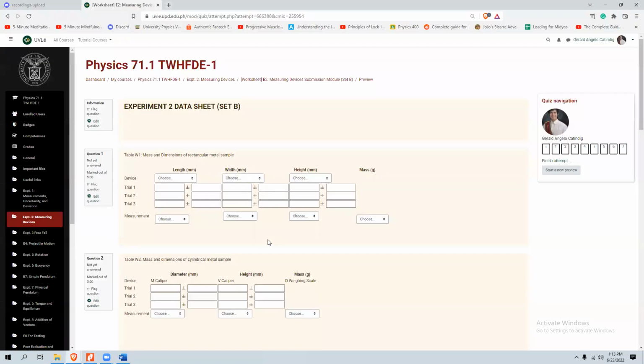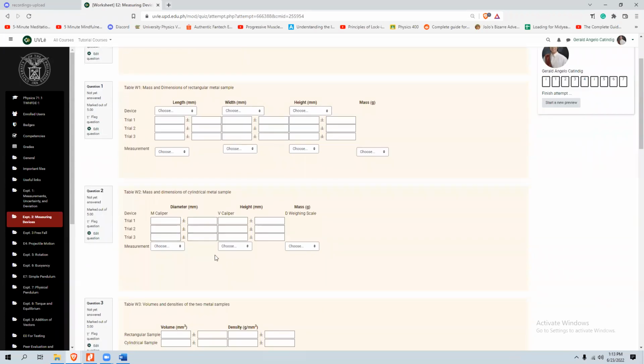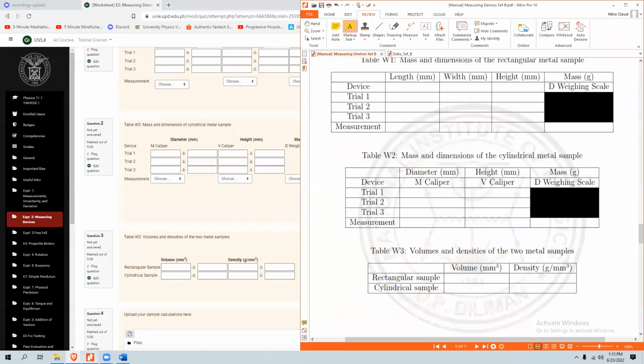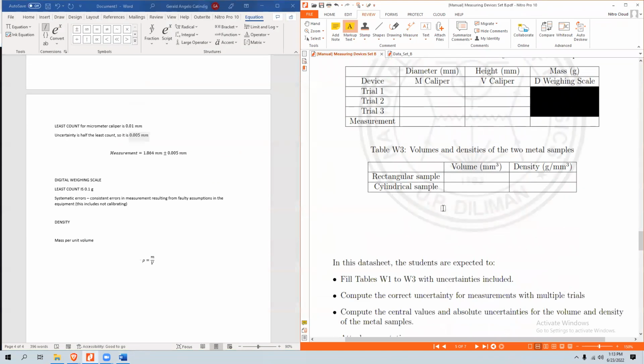So here's your Ovle module for reference. So ayan, pipili kayo ng option ng tama, pero may uncertainties pa rin yan. At dito, i-fill up nyo pa rin manually yung inyong uncertainties. So be careful with that. Tapos dito naman, sa table W2, this will be the same. You will still be doing the same things pero sa cylindrical metal samples. So balik tayo sa ating file. So sa table 3, you have here your volumes and densities of the 2 metal samples.